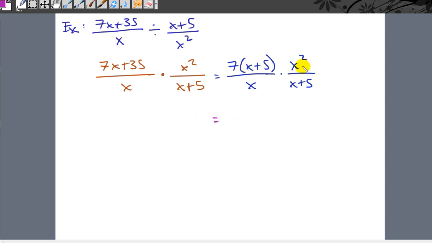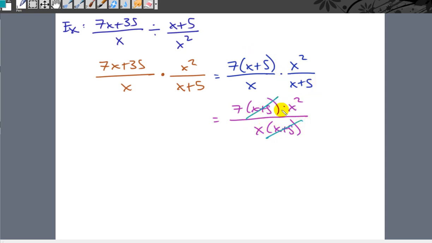Okay, so next, if we were to multiply straight across, you can. So we have 7 times x plus 5 times x squared, and we divide this by x times x plus 5. So what I see here is this will cancel out with this. You could have done that right off the bat here.